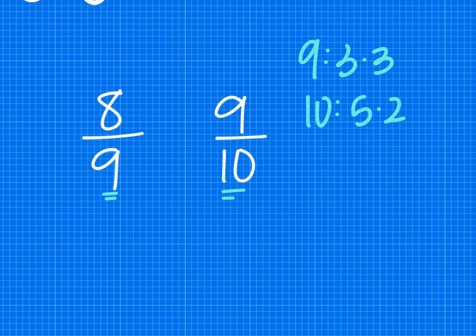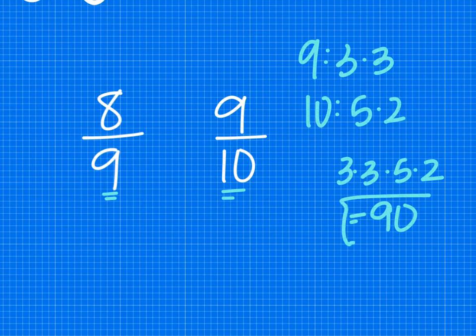So what I need to do is multiply all those numbers together. So I get 3 times 3 times 5 times 2, which equals 90. Alright, so 90 is their least common multiple. To get 10 to 90, I'm going to have to multiply by 9. That means I have to multiply 9 at the top also by 9. To get 9 to 90, I have to multiply by 10. That means I have to multiply 8 by 10.